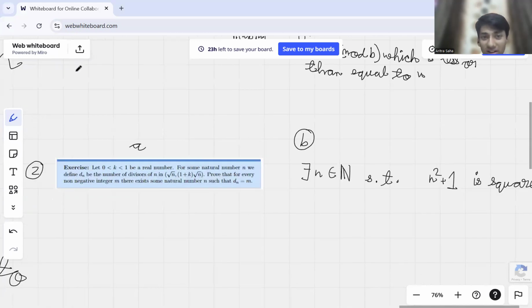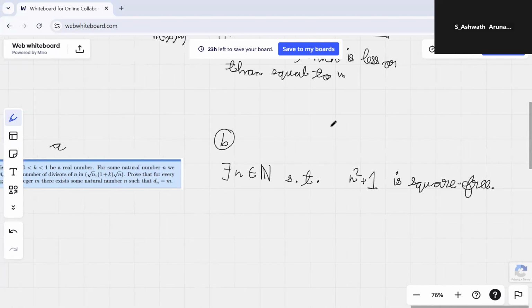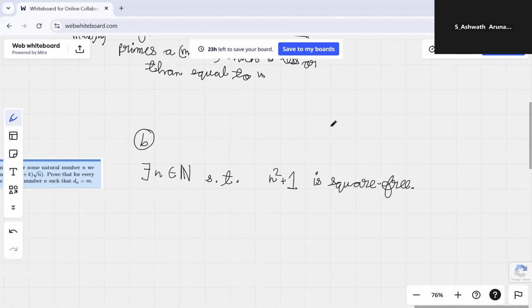Can I make a poll here? I don't think I can. Just vote A or B. Okay, everyone is writing B. Could you repeat the China TST problem again?